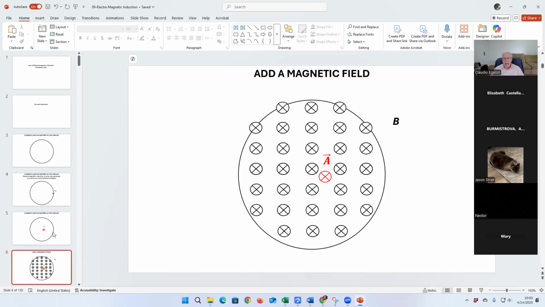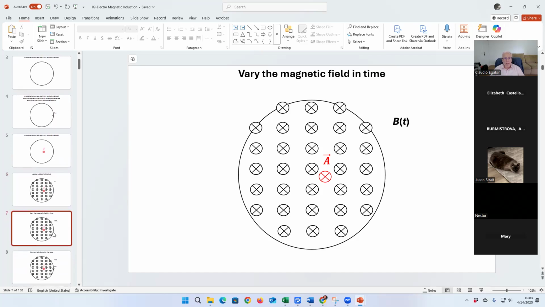So if I expose this circuit to a magnetic field, like this one, I may be able to induce a current in this circuit. And one possibility is by varying the magnetic field with time. That's one possibility. And let me tell you, this is real life, folks. This has practical applications. We use that all the time, and that's how we get our electricity at home.